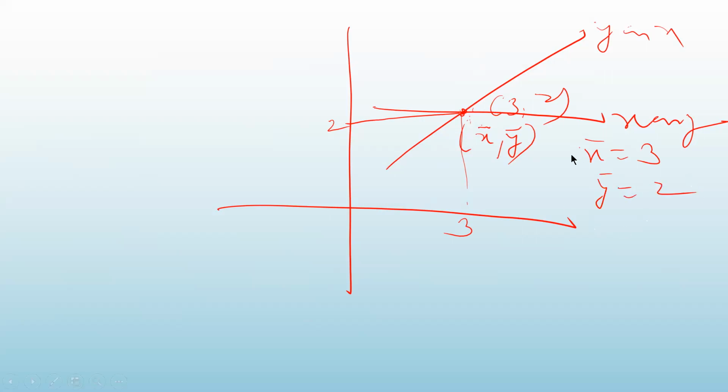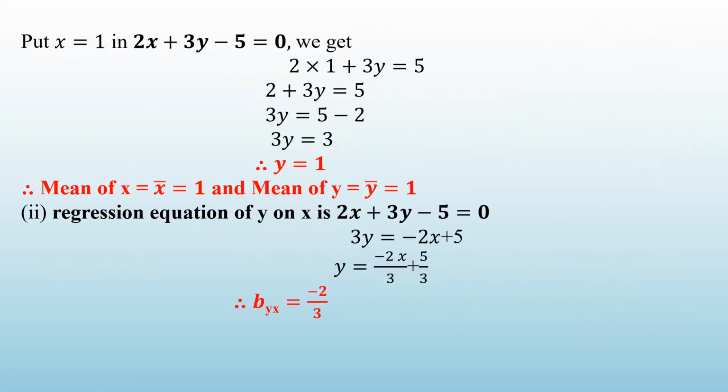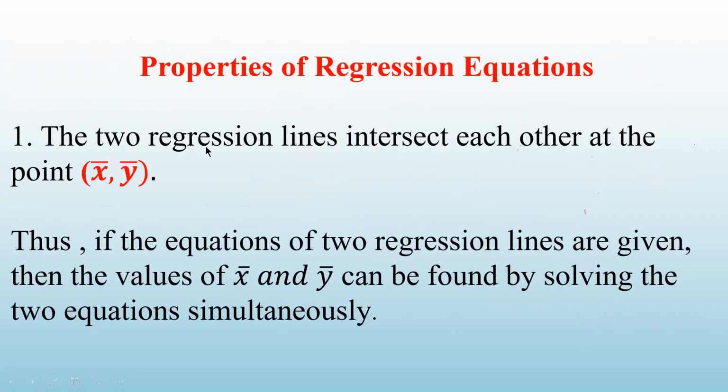But if you are not using geometry, in that case the point of intersection of two lines can be calculated by solving the two equations simultaneously. So that is the first property. What is the first property? The two regression lines intersect each other at the point x bar, y bar. Thus, if the equations of two regression lines are given, then the values of x bar and y bar can be found by solving the two equations simultaneously.